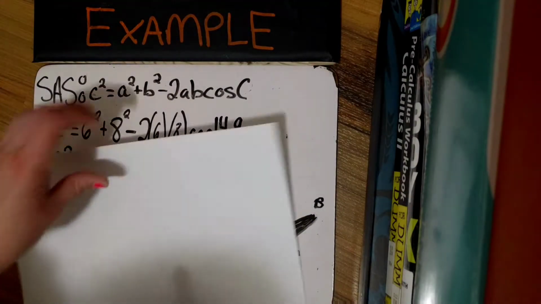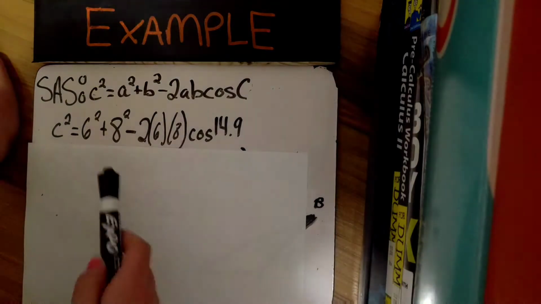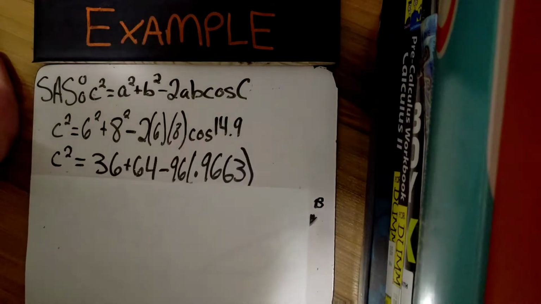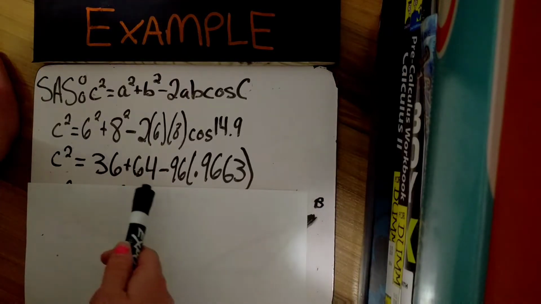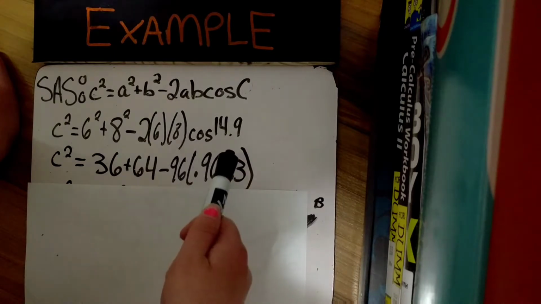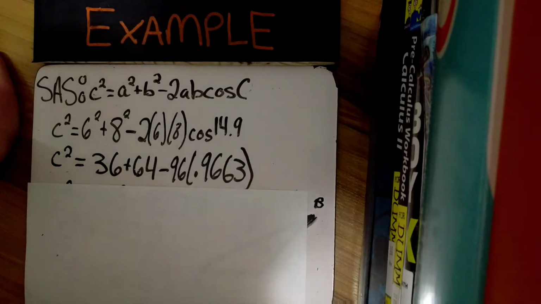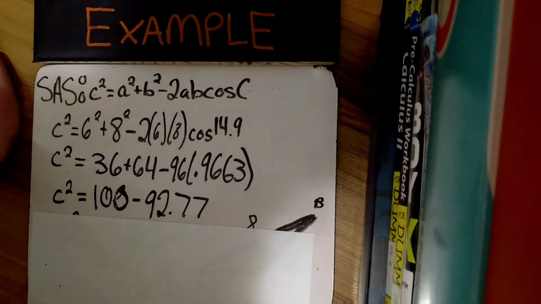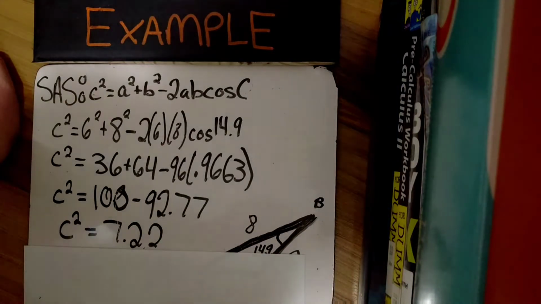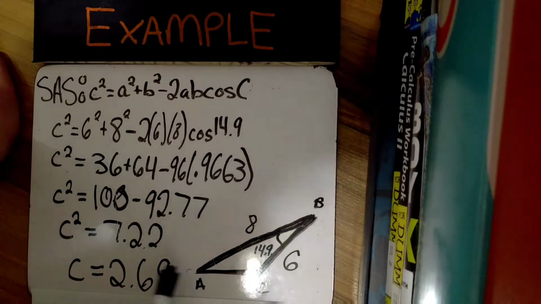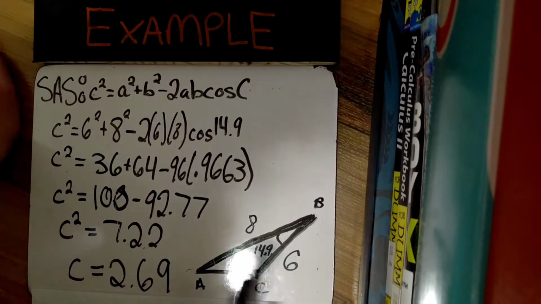So if we go down and fill in the numbers with the sides that we have, we filled in the sides and filled in the angle, then if we solve that, it's 36 plus 64 minus 2 times 6 times 8, which is 96, cosine 14.9, which is 0.9663. Then that gives us this. We solve. c squared equals 7.2. c equals 2.9. So that would mean that this side would equal 2.9.